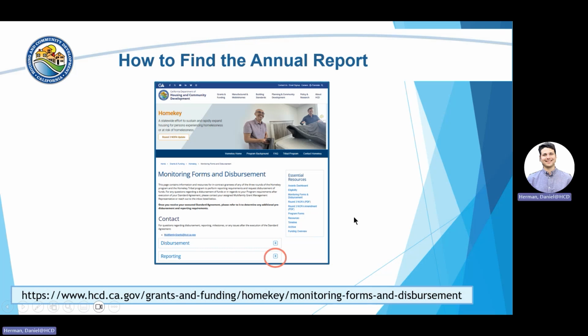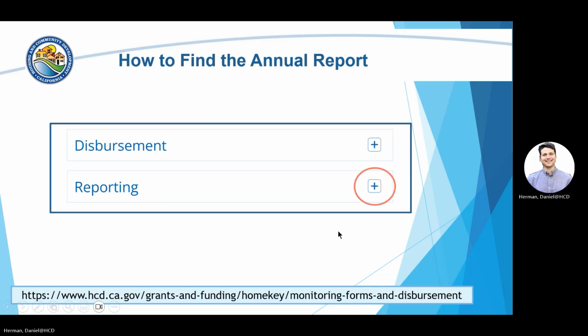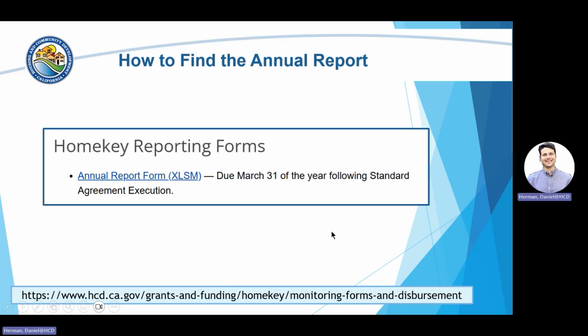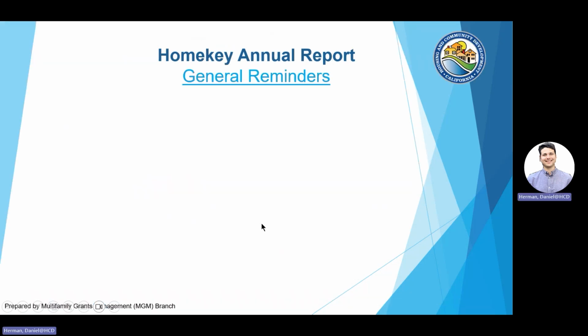When you get to the page, you'll notice that there are two pluses next to disbursement and reporting. Please click on the plus next to reporting, and it will expand the options. There you will see the annual report form link in blue. Please click on this and download the Excel file to your computer. So that is how to find the form on the website.